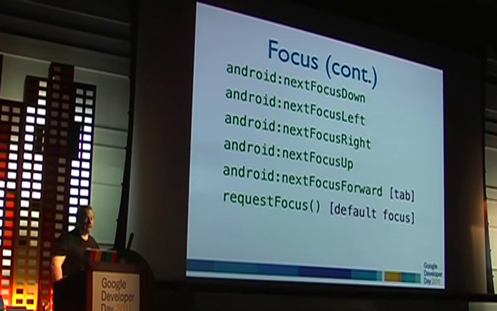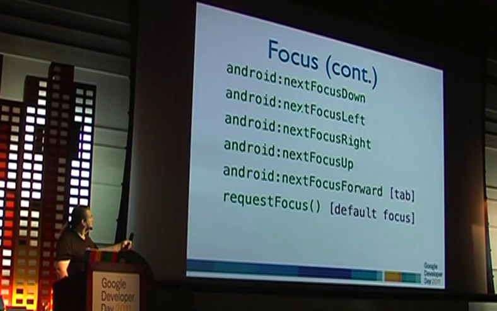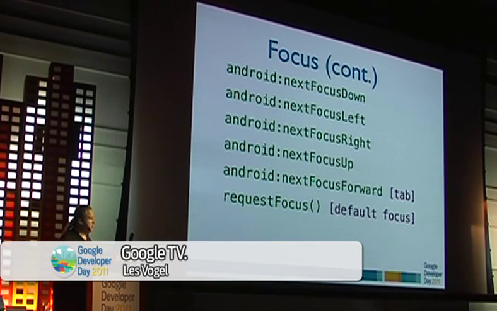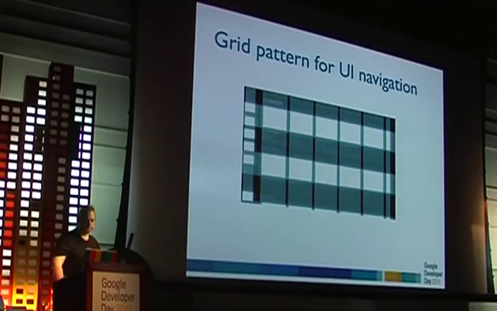Sometimes the default navigation behavior isn't what you'd consider correct. Using next focus will help. So next focus, down, left, right, up, and forward, which is the tab key. You can use request focus to set the default when activity is first shown. It provides the starting point for your users.